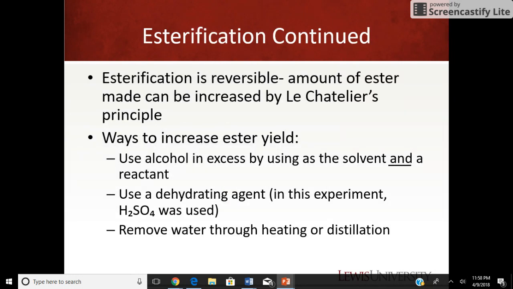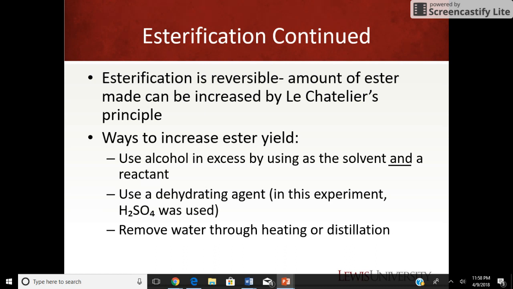A little bit more about esterification. It is a reversible process, which can be a potential issue. We can utilize Le Chatelier's principle to counteract this reversible property of the esterification. One way to do this is to use the alcohol in excess, by using it as a solvent and a reactant. In this case, we did use the alcohol as both a solvent and a reactant to increase the yield of benzocaine. We also did use a dehydrating agent.